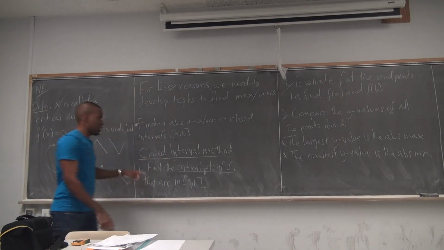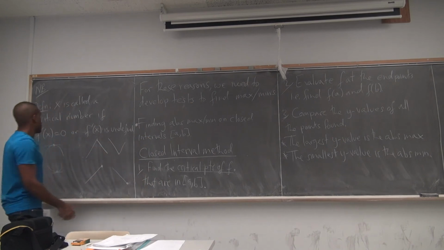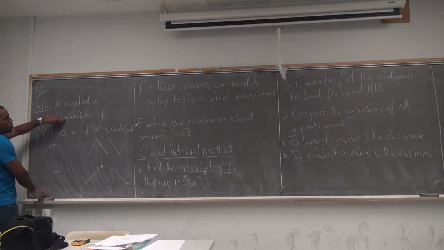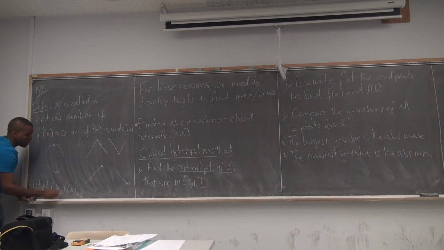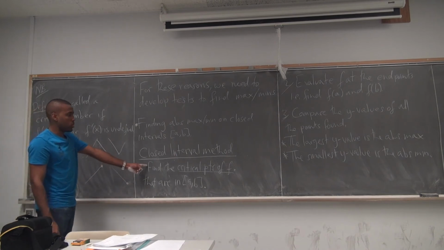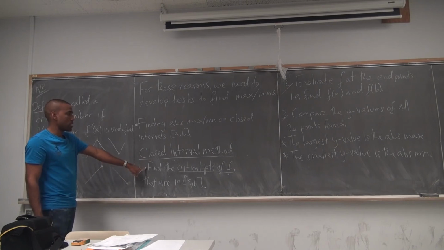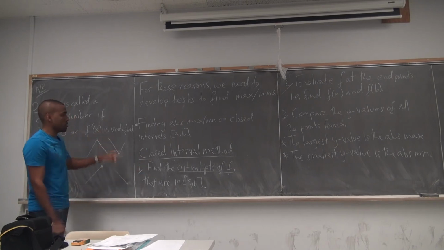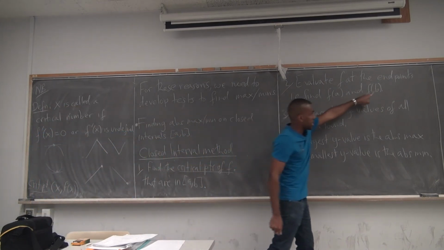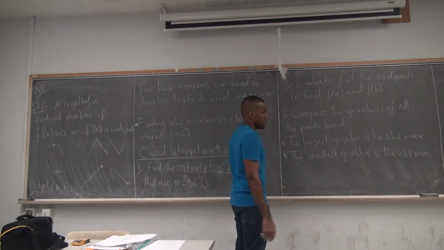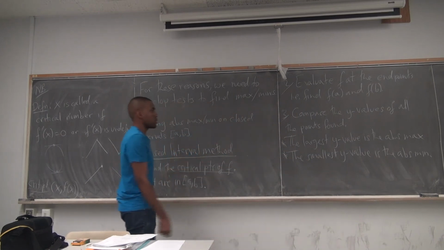So the first thing you're going to do is find the critical points. The critical number is the x value, and the critical point is x comma f of x. So I'm going to find all the points on f where the derivative is 0 or undefined. I'm going to evaluate all the y values, then evaluate the y values at the endpoints. Then I'm going to compare them and say who's the biggest y value and who's the smallest y value.